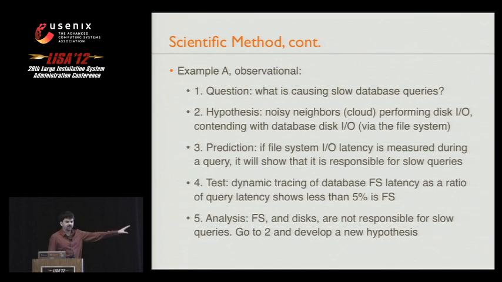I do this a lot, actually, because it's a commonly blamed thing. Dynamic tracing of database file system latency as a ratio of query latency. For this example, it showed that less than 5% of time was in the file system. So for our analysis, we can say, well, it's not the file system or disks. You need to look at what the 95% of time was and analyze that.